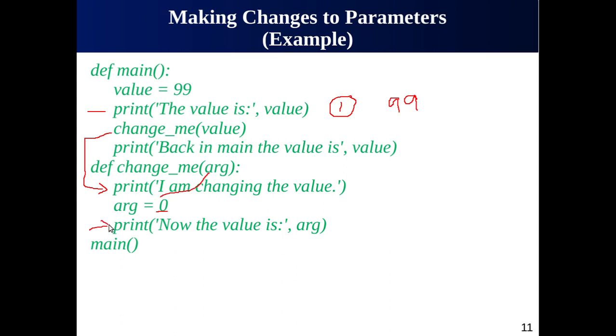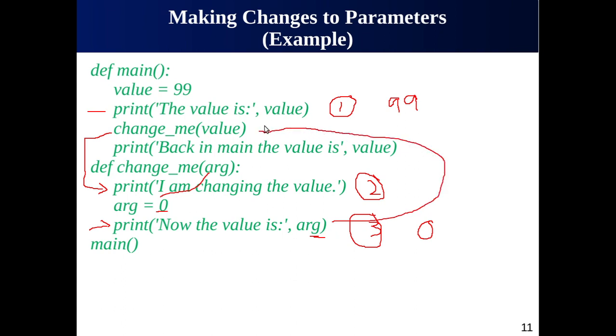Now it will display this statement. Now the value is arg. What is the current value of arg? These are actually the execution sequence. The value of arg now is 0. So it will display 0. Okay, after execution of this statement, control will transfer to the location from where we actually call this function.